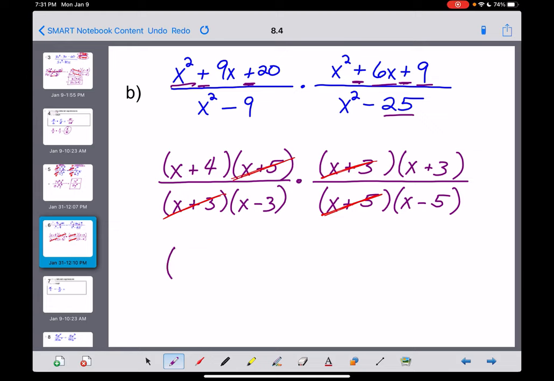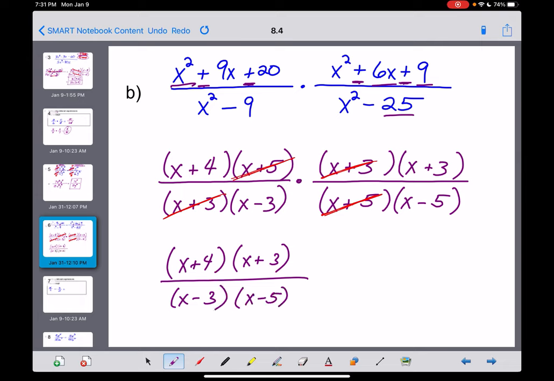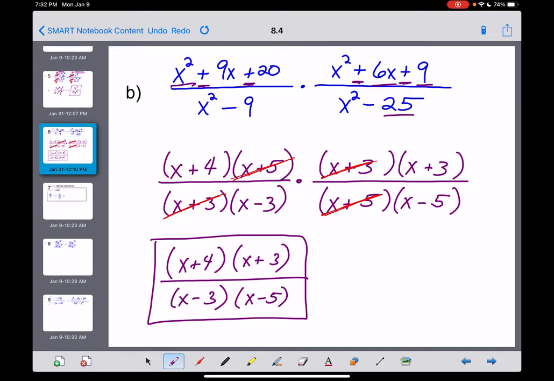So everything left over is part of your answer. X plus 4 multiplied by, at the end, an x plus 3 all over. We have an x minus 3 in the denominator times an x minus 5. And that is as much as you can do to simplify that expression right there. So factor first, cancel out, and then just write what's left over. All right. And that's basically the multiplication of rational expressions in a nutshell.